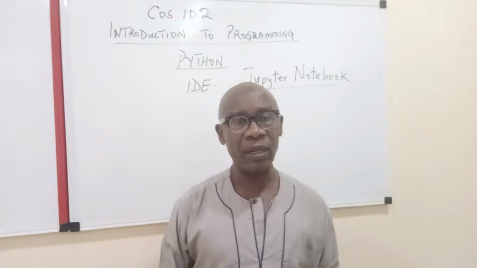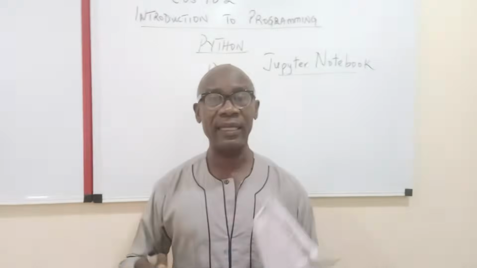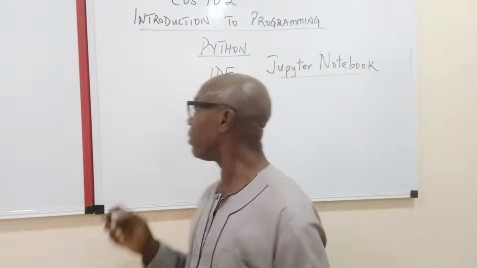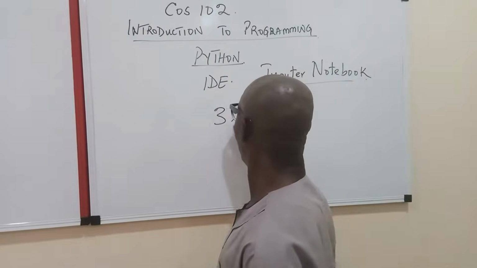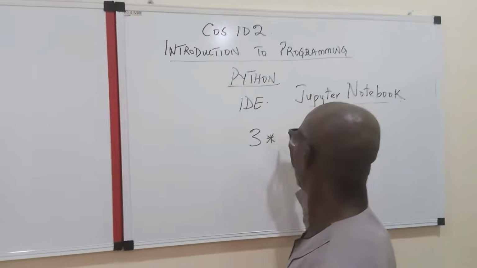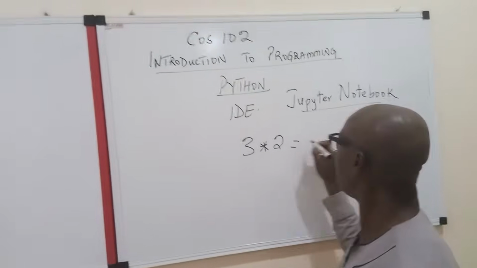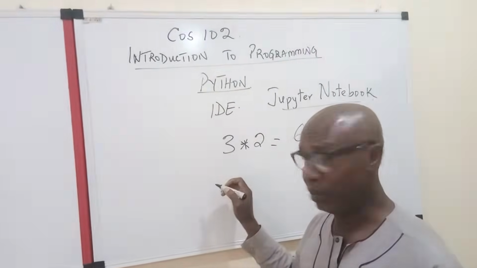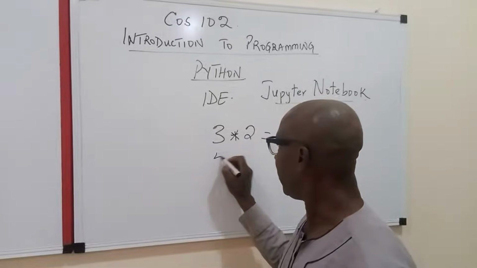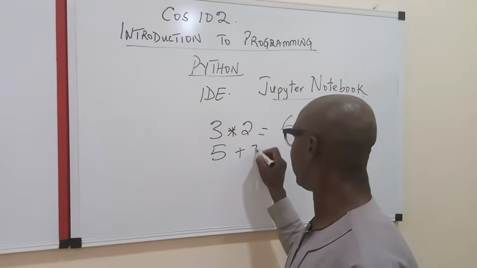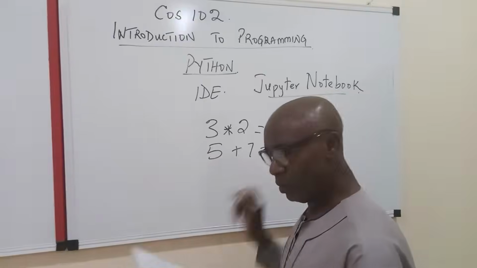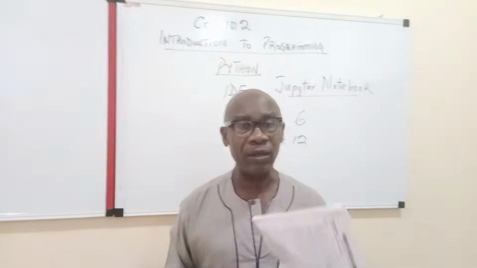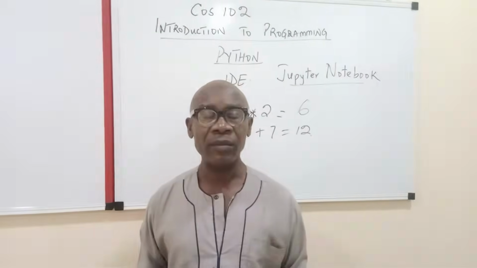Now, the Python compiler itself is a calculator. You can use it as a calculator. So if you write 3 multiplied by 2, it will output 6 for you. If you do any arithmetical operation, calculation, 5 plus 7, it will give you 12. If you do any of this, it is going to give you the calculated value correctly.